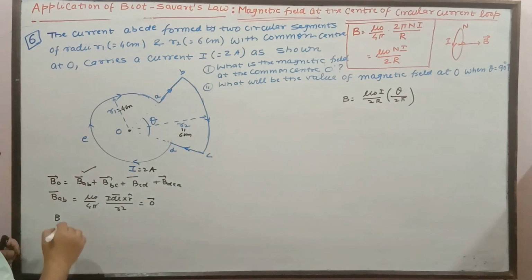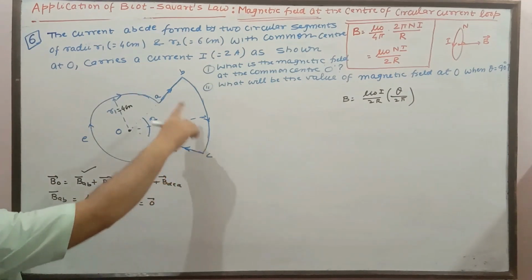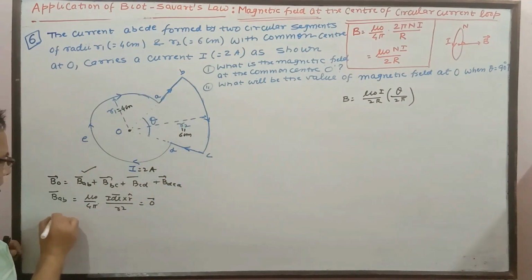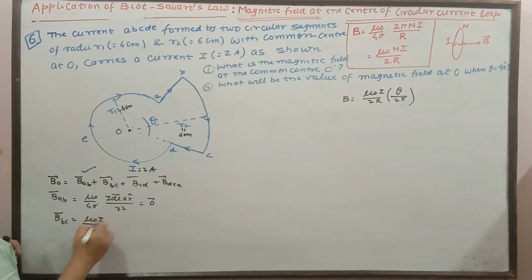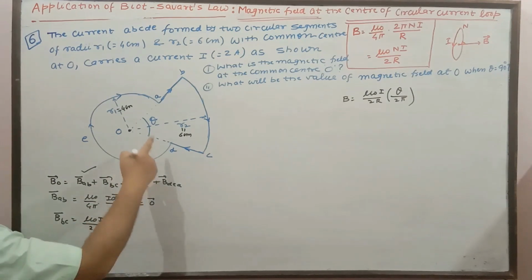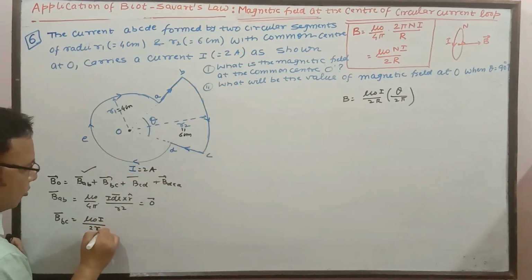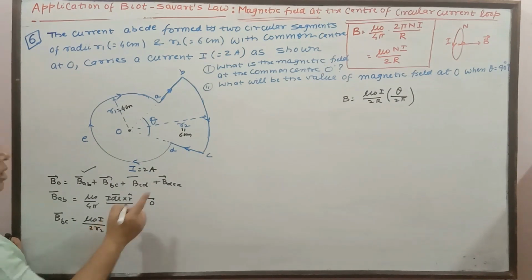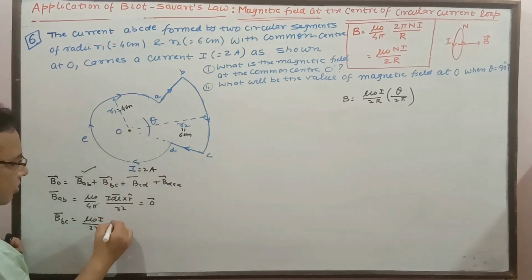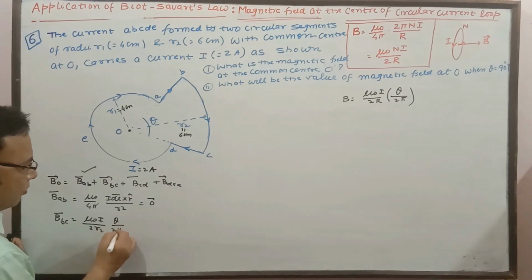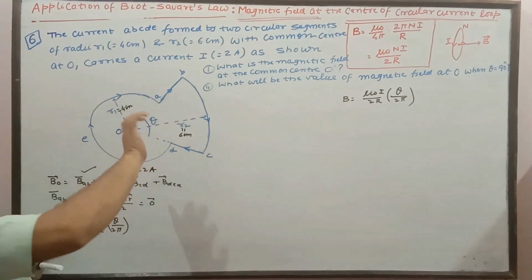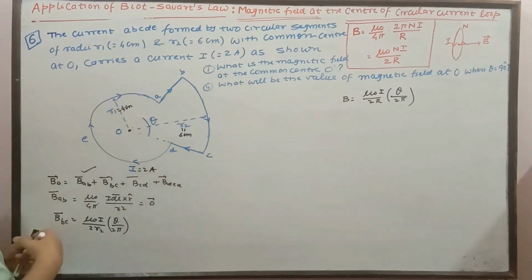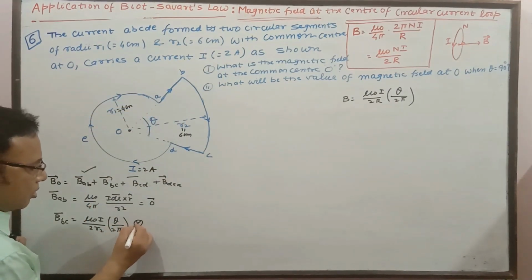So we shall have B for BC. The formula is mu naught I divided by 2R. What is the radius? Say it is R2. And theta by 2 pi. Here theta is given, so theta divided by 2 pi. Direction: due to this, it is clockwise. Clockwise is inside, so it is cross.